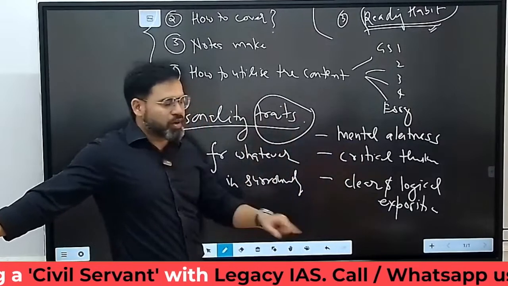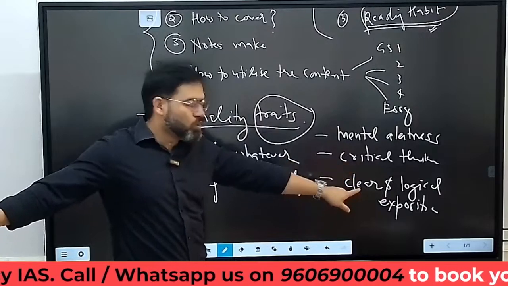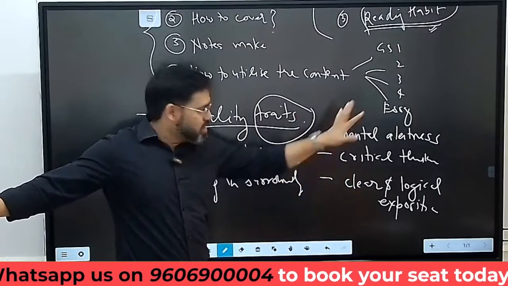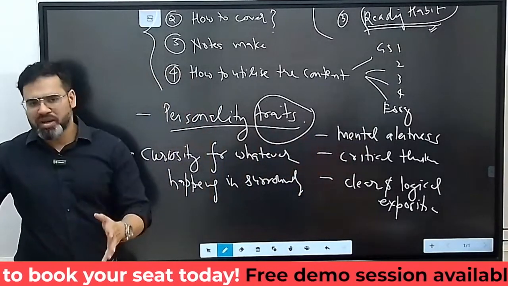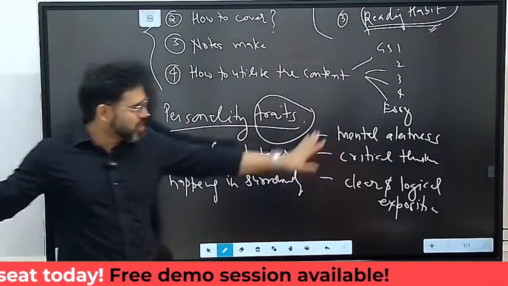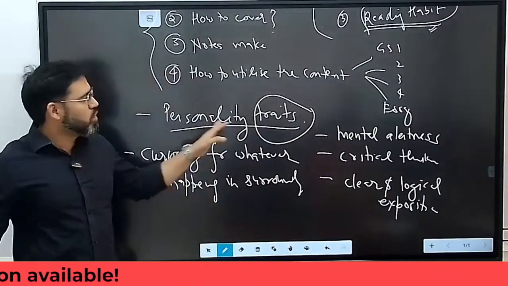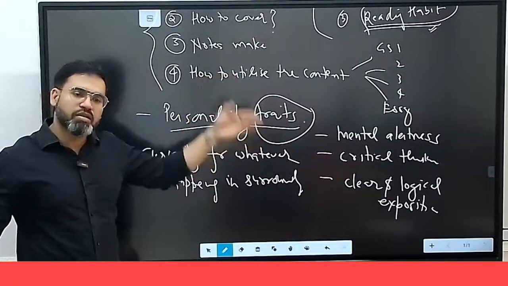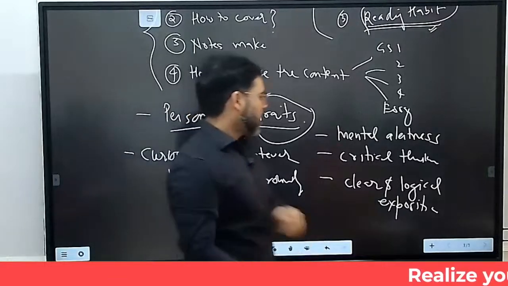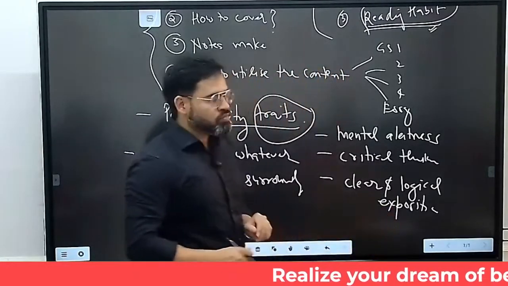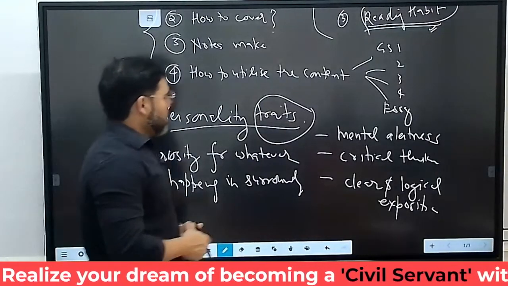So when you read the newspaper, you will develop mental alertness, critical thinking, and clear and logical exposition. These things will not come when you simply read the GS paper 1, 2, 3, 4 books like Laxmikanth, Spectrum, GC Leong. That will not do it. This will develop only through the newspaper. Is this clear? And that is the reason, ultimately, that it will develop personality traits and help you in the interview easily. Any doubt till now? No. Next, this is clear. Okay.